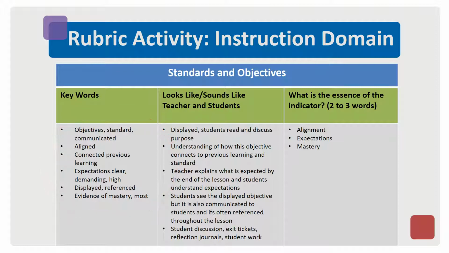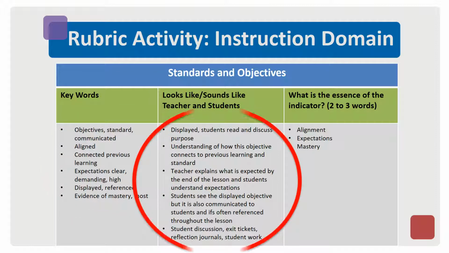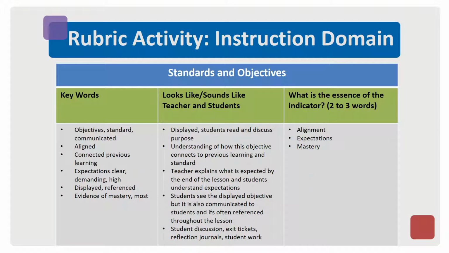Then we thought about what the descriptors might look like and sound like in practice and recorded it in the second column of the handout. This step is important as it helps clarify what evidence can be collected to support the indicators. In the third column of Handout 2, we included the essence of the indicator.